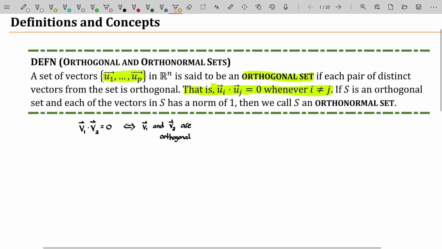Now, if S is an orthogonal set and each of the vectors in S has a norm of 1, then we would call S an orthonormal set. So not only are all the vectors orthogonal to each other, but they all have magnitude 1. This type of set actually is ideal. It's what we would call, like in R cubed, the unit vectors: 1, 0, 0; 0, 1, 0; and 0, 0, 1. Those are orthogonal to each other and they're of unit length. So therefore, they form an orthonormal set.